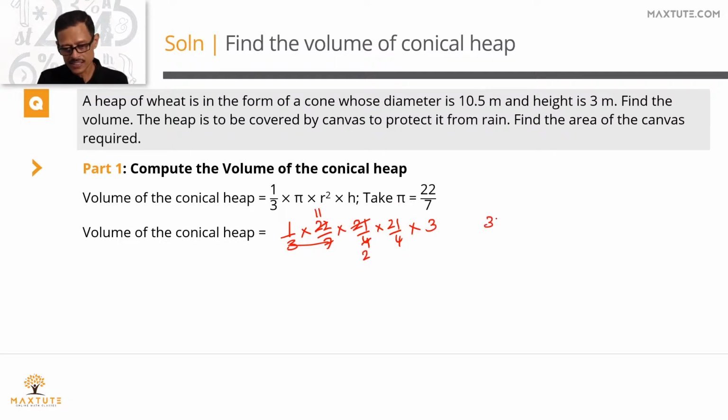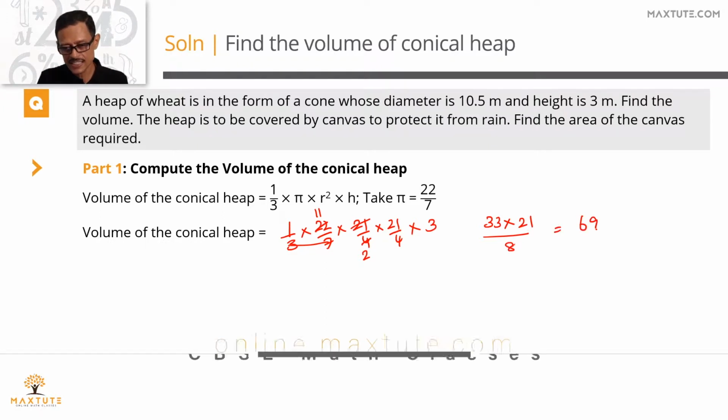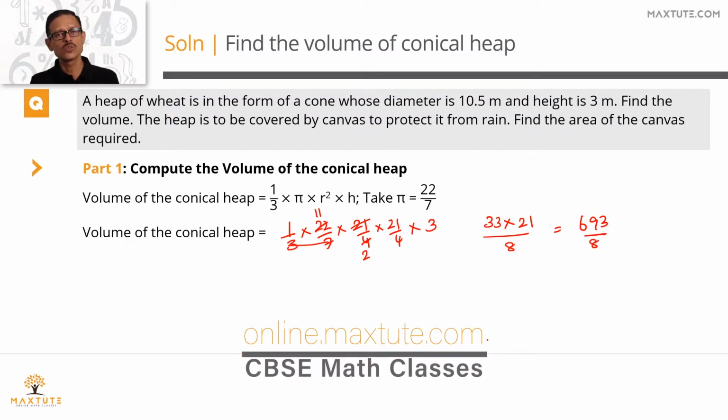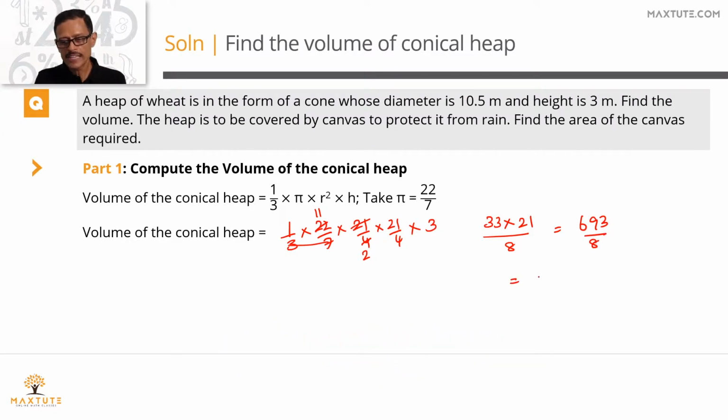11 times 3 is 33. Let's do that bit first. Into 21 divided by what is left in the denominator? 2 times 4, which is equal to 8. 33 times 20 is 660 plus 33, which is 693 divided by 8 is the volume. So compute it. 640 by 8 is 80, and then we have 53. 48 is divisible by 8, that is 86, and then we are left with 5. 5 is not divisible by 8. 5 by 8 is 0.625. So 86.625 is the volume. Radius is in meters, height is in meters, so volume should be in meter cube. So volume of this conical heap of wheat is equal to 86.625 meter cube.